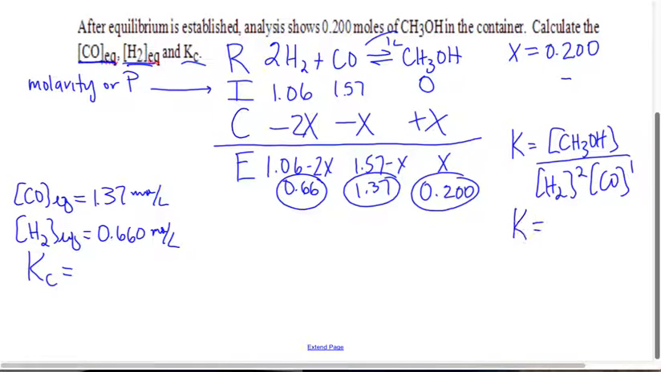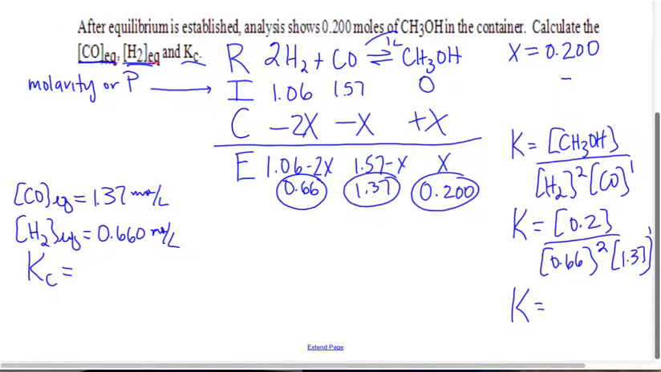Now we can plug in our concentrations. And so we have 0.2 divided by 0.66, wait, did I do it right? Yes, squared times 1.37 to the first. So what'd y'all get for K? Louder? 0.335. Can I get a second on that? All right, so my Kc then equals 0.335. And remember, we don't need units on the K.